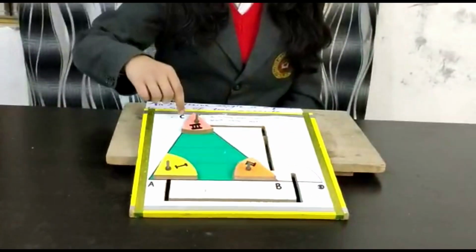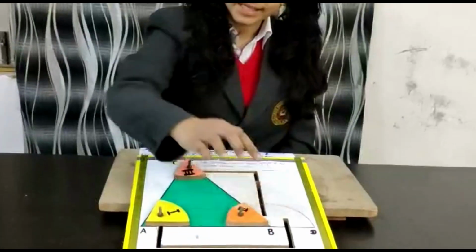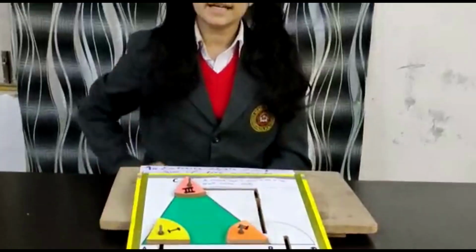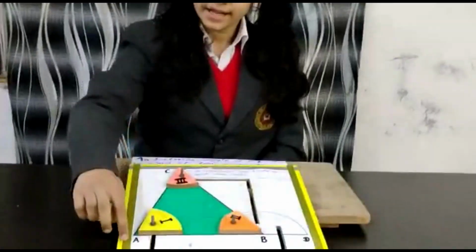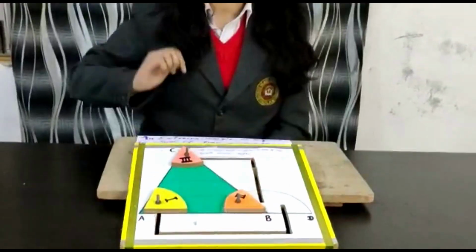A triangle is a polygon with 3 sides. It has 3 vertices like triangle ABC has vertices A, B and C. It has 3 sides like triangle ABC has sides AB, BC and CA. It has 3 angles like triangle ABC has angles ACB, CBA and BAC. These are the interior angles of the triangle ABC.